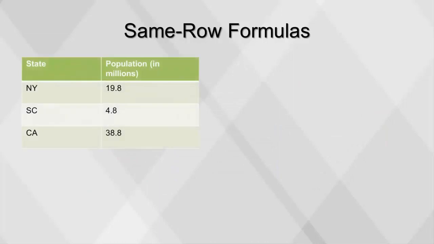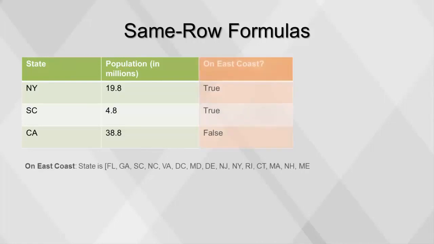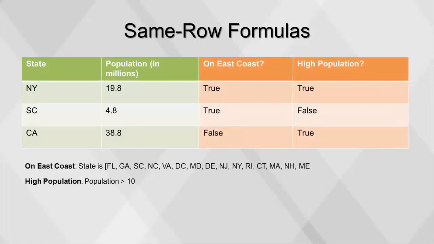This table depicts the population of states. We can use a formula to create a column that displays whether the state is on the East Coast. We can also create a column to display whether the state has a high population.